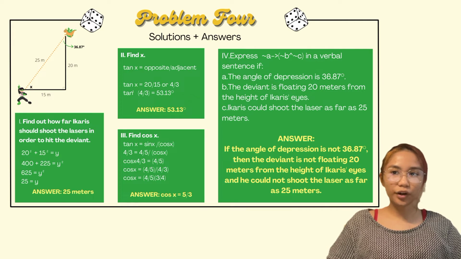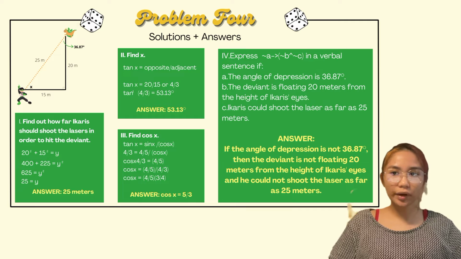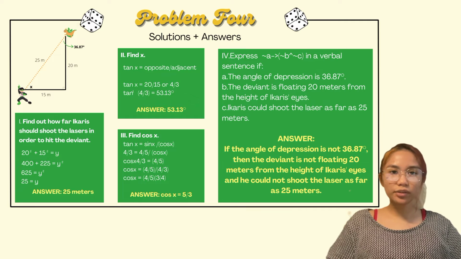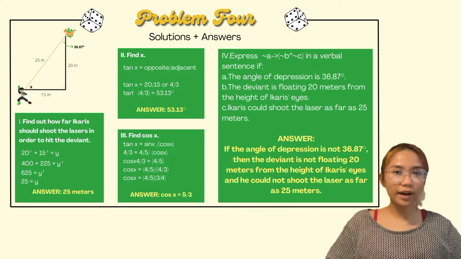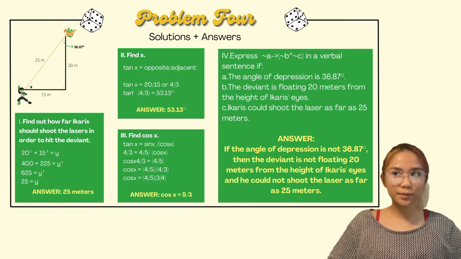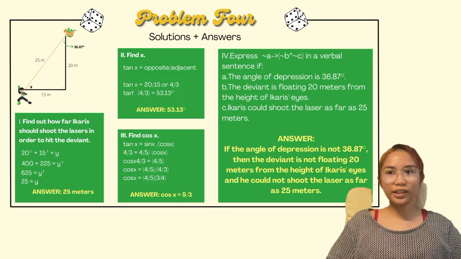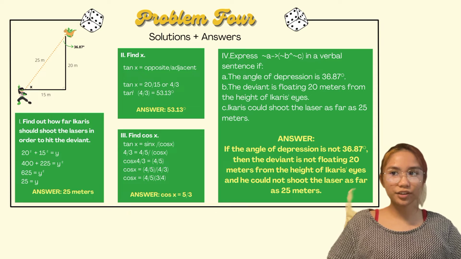and in this case it's 400 plus 225 equals y squared, 625 equals y squared, and lastly we have y equals 25. So our answer for our hypotenuse is 25 meters. Next one, we need to find x, or the angle of elevation.